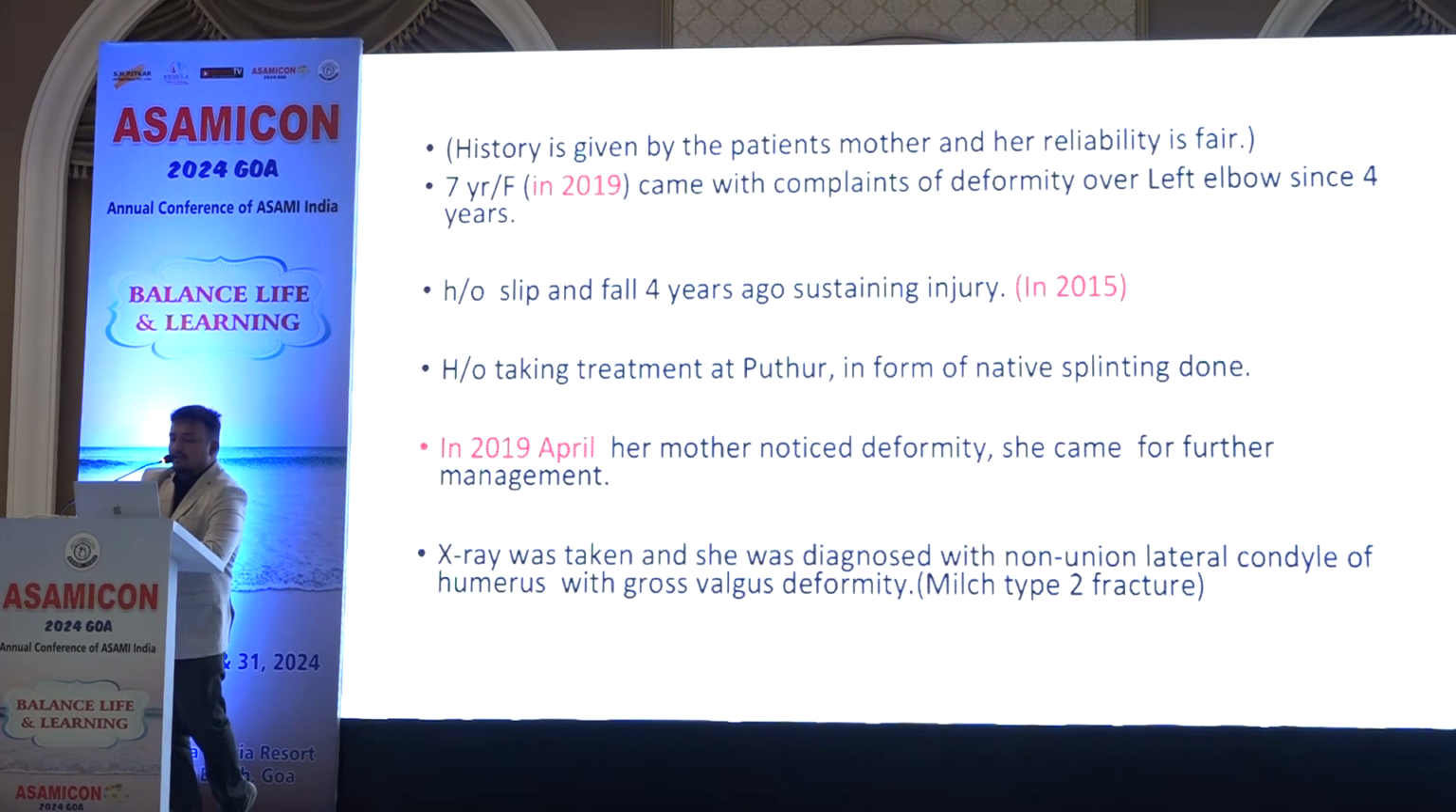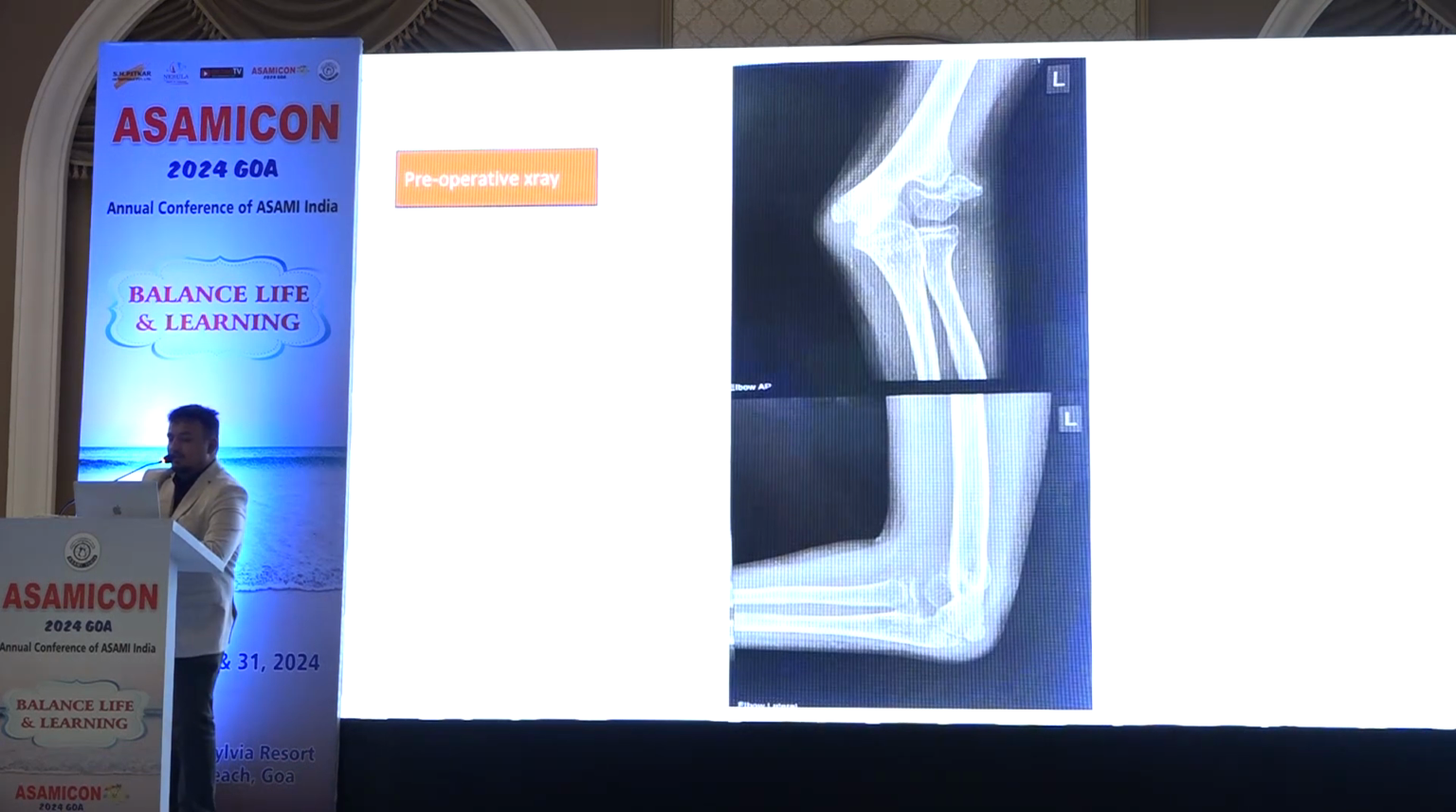An X-ray was taken and she was diagnosed to have non-union of lateral condyle of humerus with cubitus valgus deformity, Milch type 2 fracture. This was the X-ray which was done. This is a plain X-ray of the left elbow, AP and lateral view, which shows thickening in the lateral epicondyle, which is also irregular. Gross valgus deformity is also present.